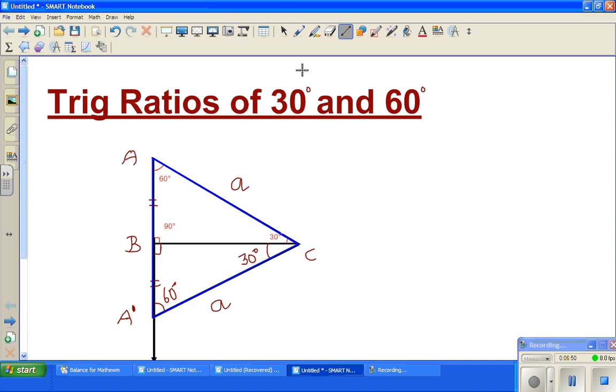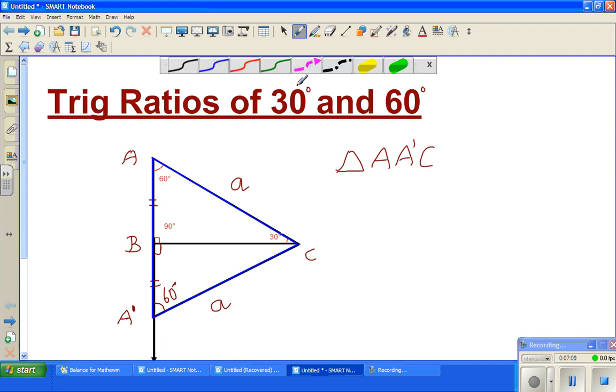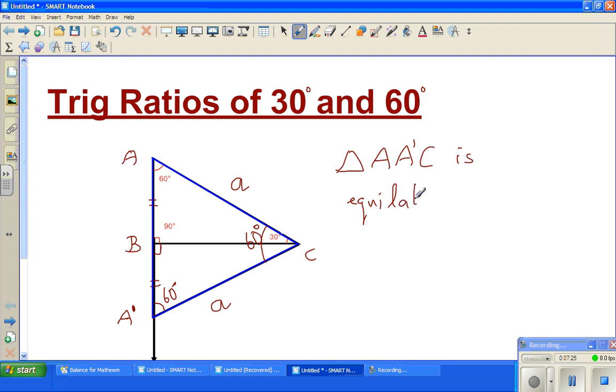Ignore this. You are looking at triangle A dash C. So what type of triangle is A dash C? This is 60, this is 60. Can you see this whole angle? If you look at this whole angle, it is also 30 and 30, 60 degrees. So it's an equilateral triangle.